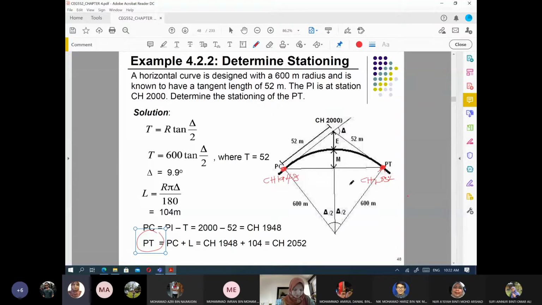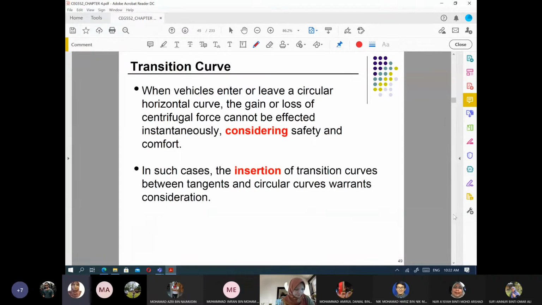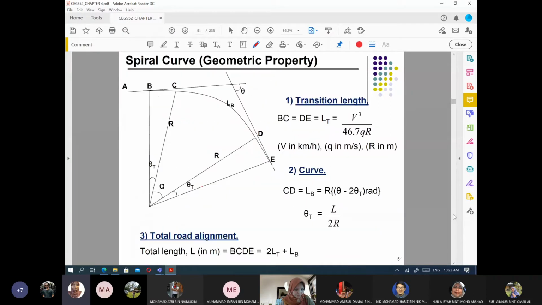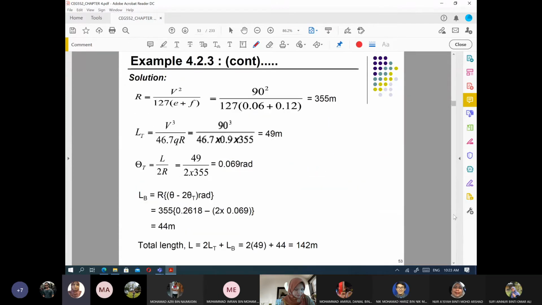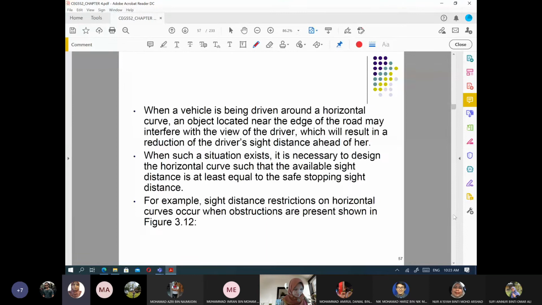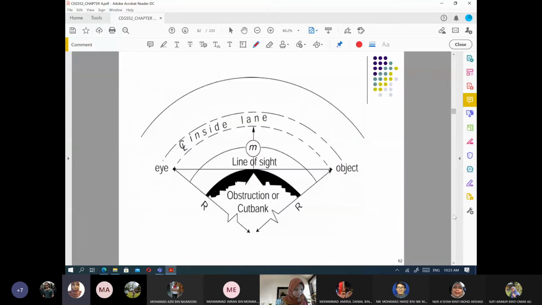Okay, sorry, why dia tak smooth in this PDF. Never mind. Try to go transition curve, right? So these are the transition curve. This is the detail one, right? We give you the example. Can look at it.